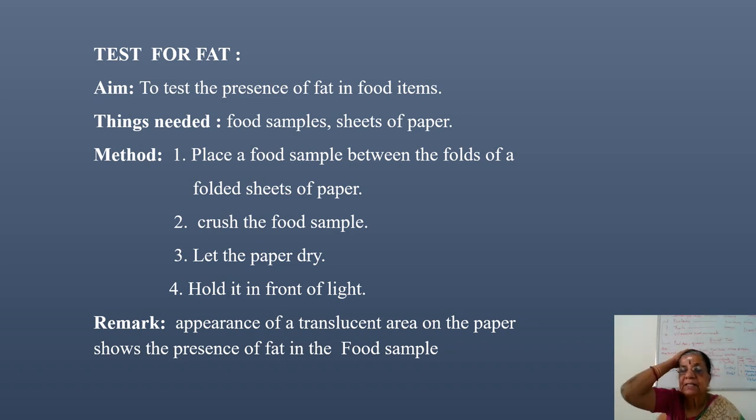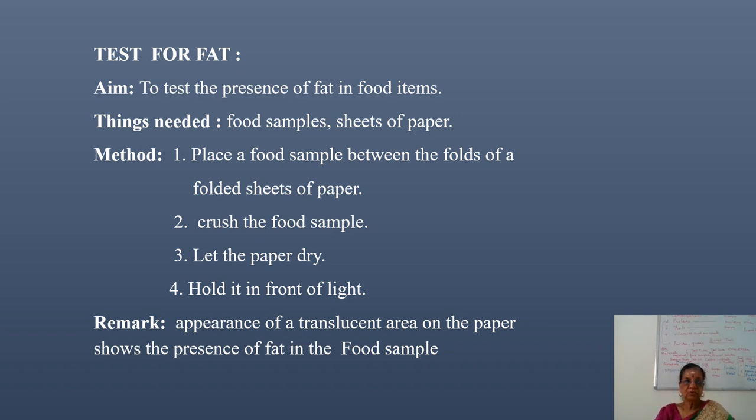If you apply oil on your head and rub it, the oil stays on the paper, right? So the appearance of a translucent area on the paper shows the presence of fat in the food sample. Are you clear? So this is the test for fat. Go through the test for fat.